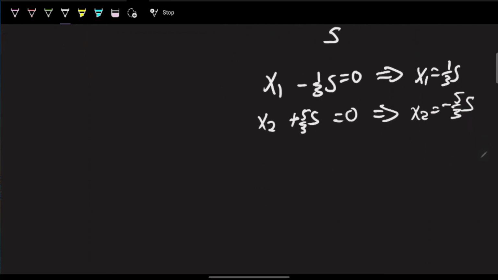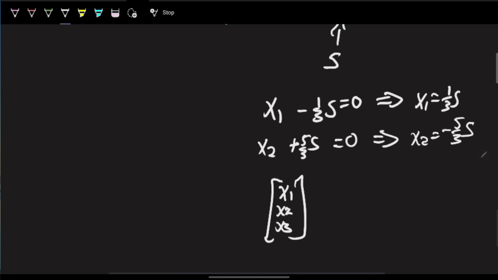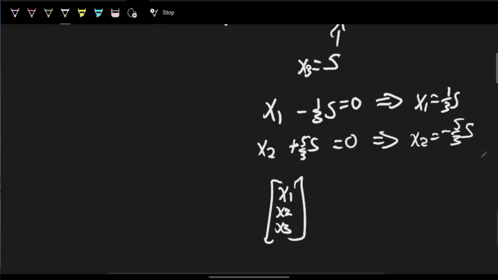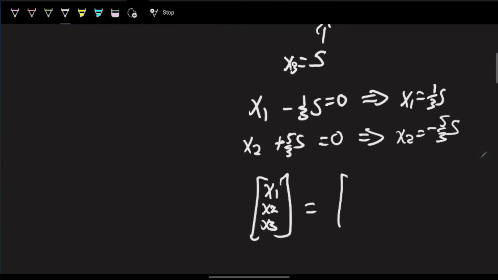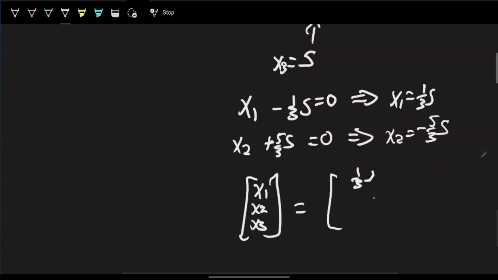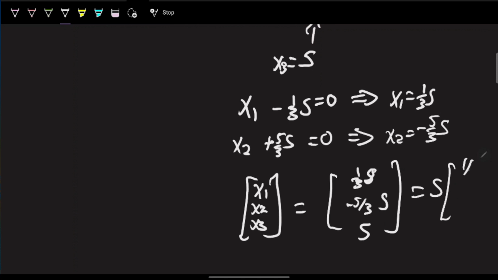And then to just quickly turn this into all the solutions, we just rewrite x1, x2, and x3. Remember that x3 we're defining as s, so we have 1/3 s, negative 5/3 s, and just s. So that's basically 1/3, negative 5/3, and 1. That's our vector. Easy enough? Easy enough. Okay. Alrighty.